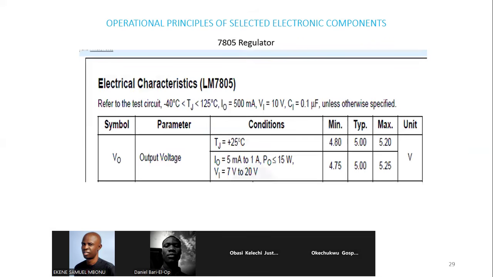These are the electrical characteristics. The typical output is 5.0 volts. The minimum is 4.8 and the maximum is 5.20, meaning that when you have finished designing your power supply with regulator and you are getting anything outside these two ranges, it means that something definitely is wrong with your circuit. Is that okay? Is that taken? Yes, sir. Okay. So we proceed.